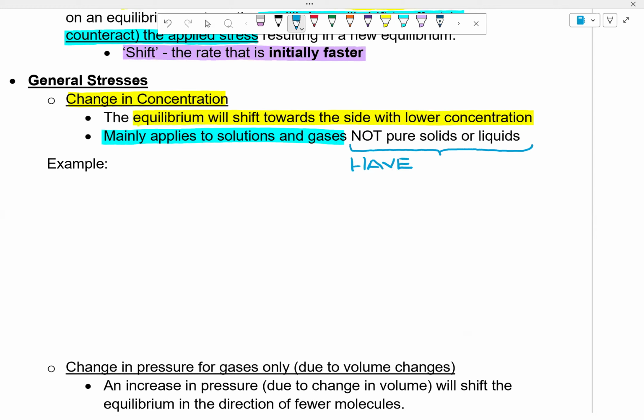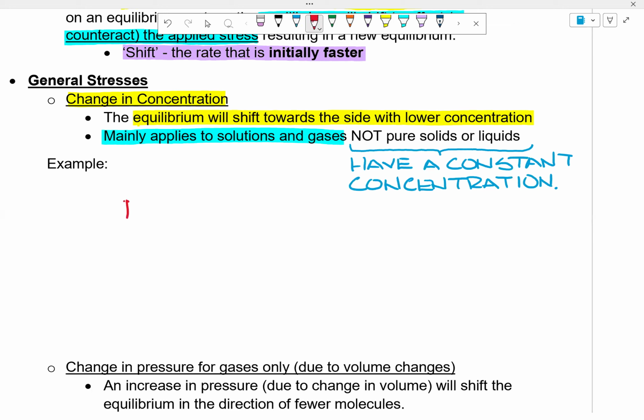have a constant concentration. Okay, that is a key thing, that pure solids or liquids have a constant concentration. So even though you might say, well, could we add more solid? If it's a pure solid, the amount might have increased, but the concentration or the density of the solid hasn't. Okay, now let me give you an example here.